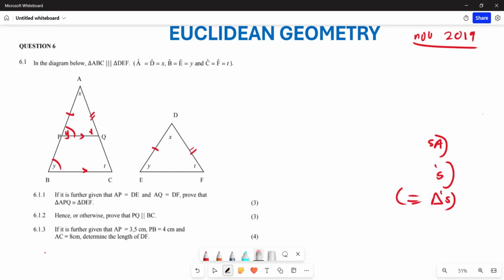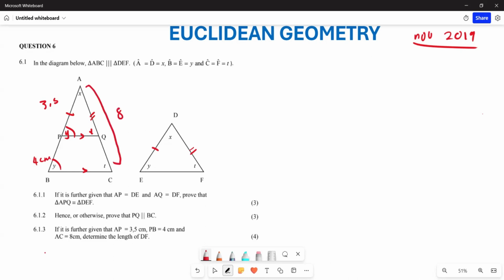Now we are saying from here, if it is given that, right? If it is further given that your side AP is 3.5, and your side BP is equal to 4 centimeters, and your AC, this totality of the side, is equal to 8 centimeters. They want you to find out what is going to be your DF.